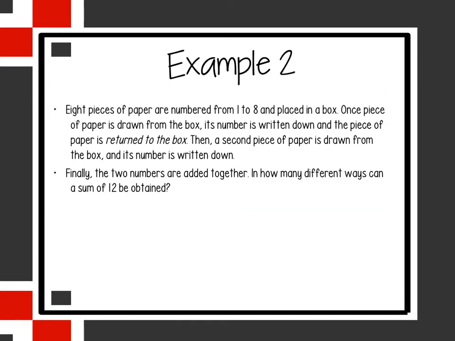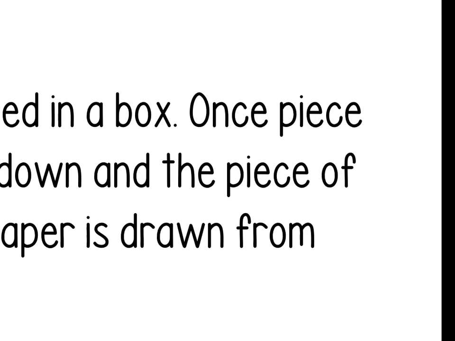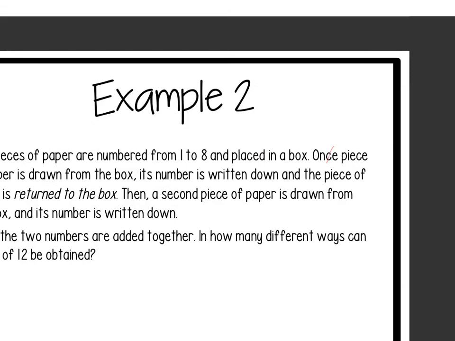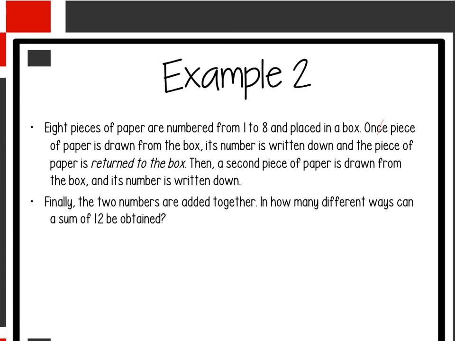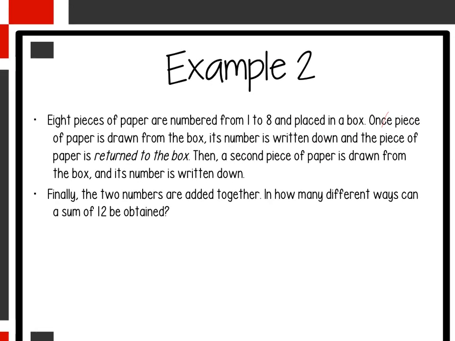Example 2 says 8 pieces of paper are numbered from 1 to 8 and placed in a box. That should be 1 piece of paper is drawn from the box. Its number is written down and the piece of paper is returned to the box. Then a second piece of paper is drawn from the box and its number is written down. So I've got a little piece of paper with a 1, a 2, a 3, a 4, a 5, a 6, a 7, and an 8.